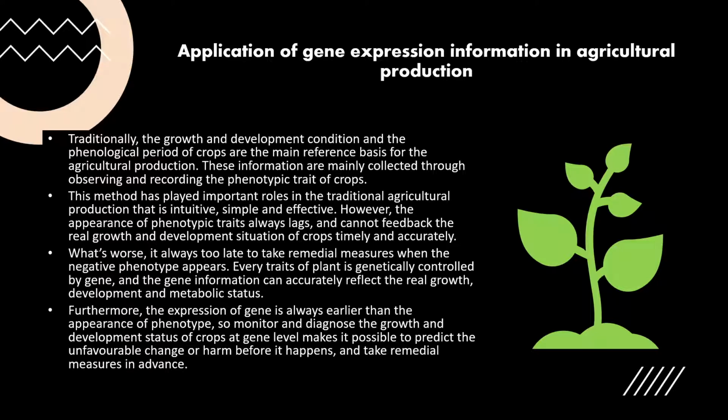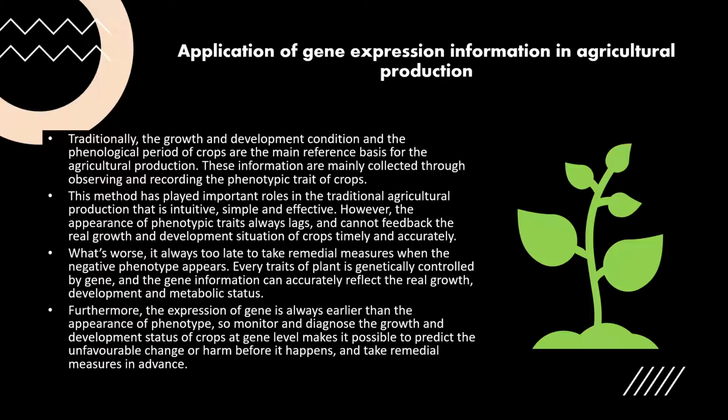Application of gene expression information in agricultural production. Traditionally, the growth and development condition and the phenological period of crops are the main reference basis for agricultural production. This information is mainly collected through observing and recording the phenotypic traits of crops. This method has played important roles in traditional agricultural production, as it is intuitive, simple, and effective.